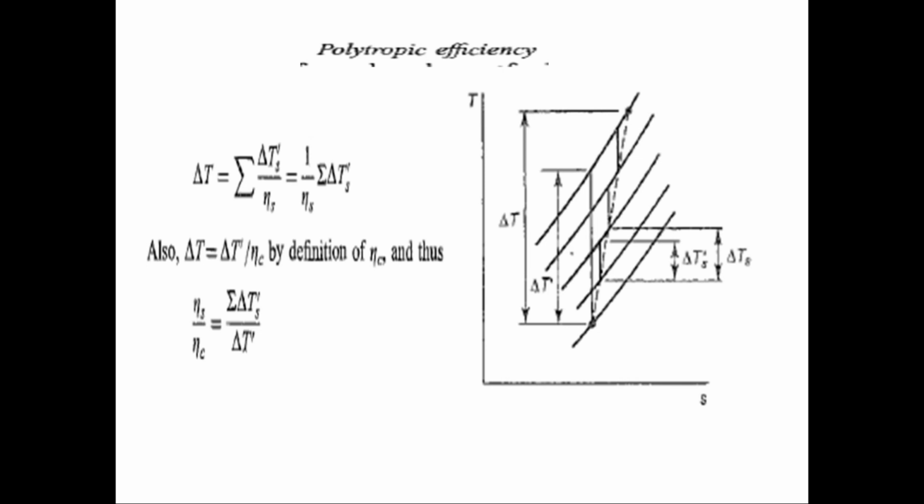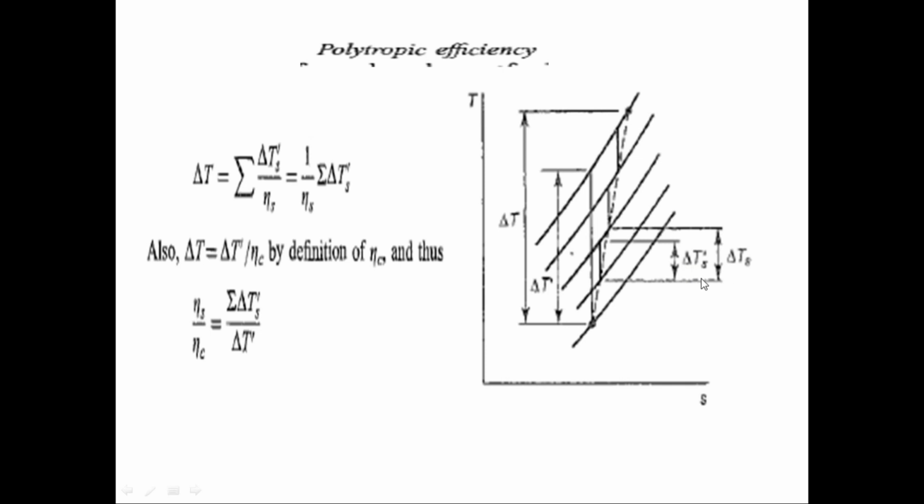So in terms of temperature, the isentropic increase in temperature in a particular stage is given as delta T dash S. This is the isentropic increase in temperature for a particular stage, and the actual increase in the temperature for a particular stage is delta T S. If we are going to define the efficiency of the stage for all the number of stages, we can say the sum over all the stages of the actual change in the temperature can be written as summation of delta T S dash divided by the stage efficiency.